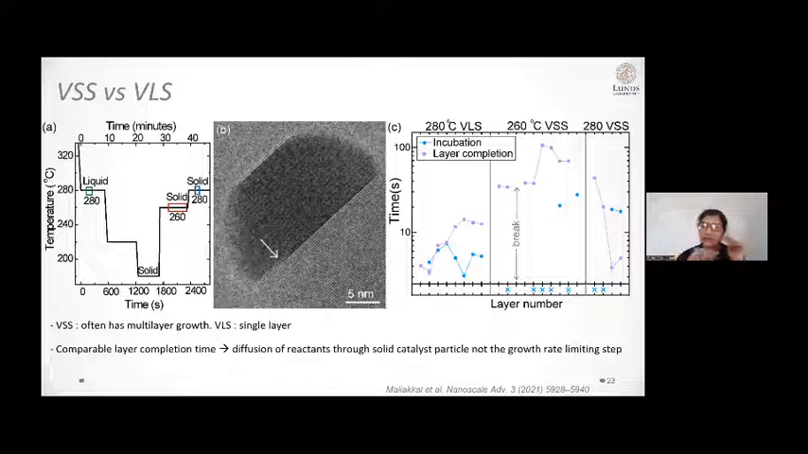That is why we are seeing the incubation time and the layer completion time to be very comparable across VLS and VSS. So it may be that the arsenic is probably just diffusing through the surface, or maybe because this is a very tiny grain, it makes diffusion much easier. But anyway, we know that the diffusion through the catalyst particle is not the rate limiting step here.